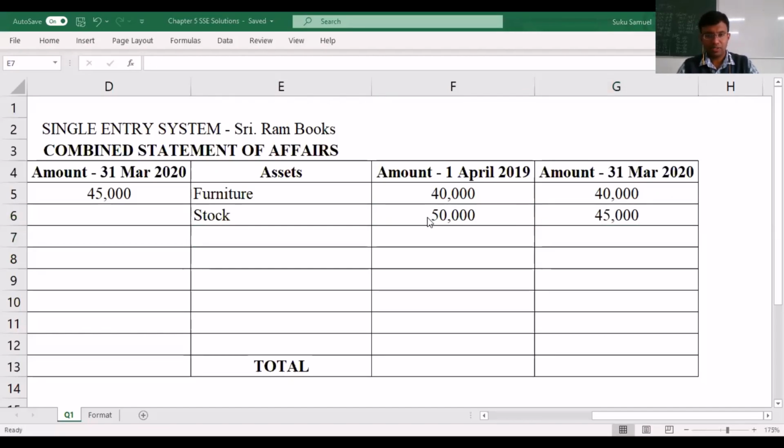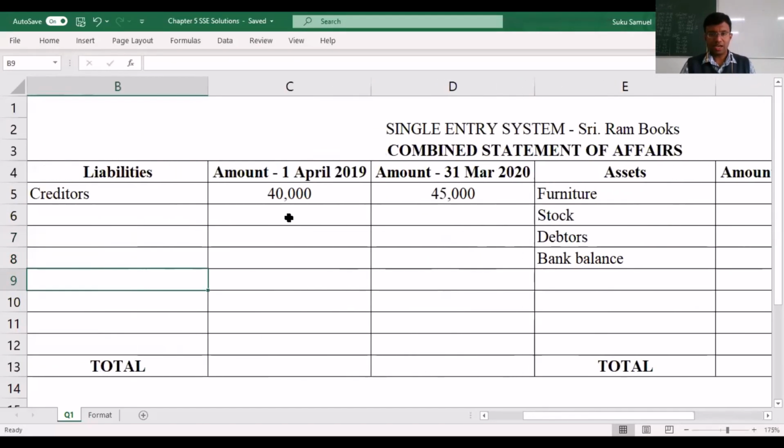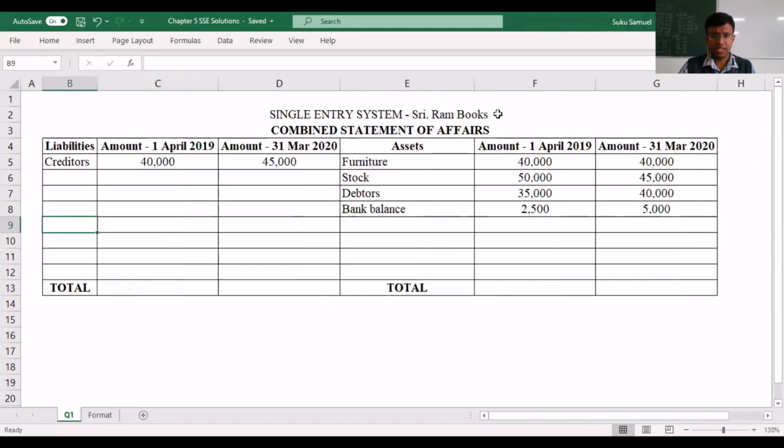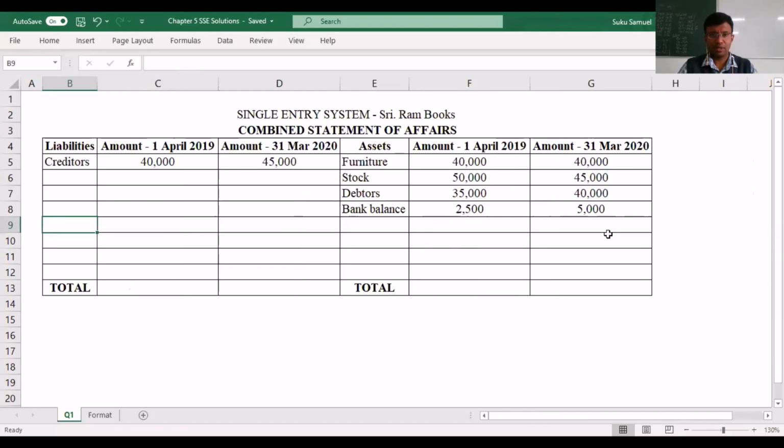Then next is debtor. Debtor is again an asset. So that is 35,000, and here it is 40,000. Then finally we have bank balance. Bank balance is also an asset, and that is 2,500, and here it is 5,000. So with that, we have entered all the amounts into our combined statement of affairs.